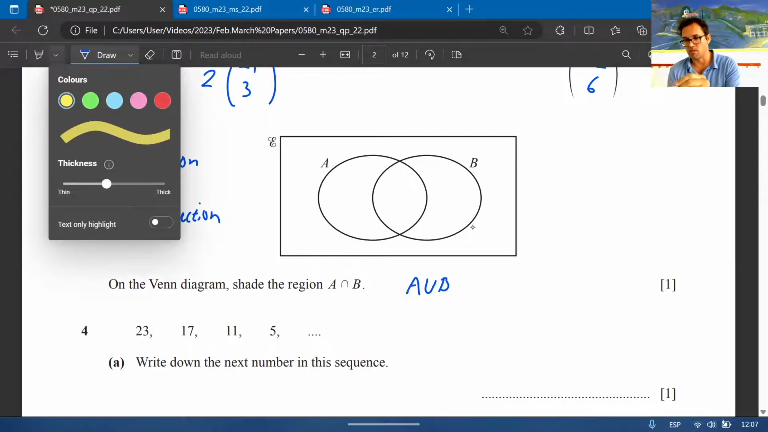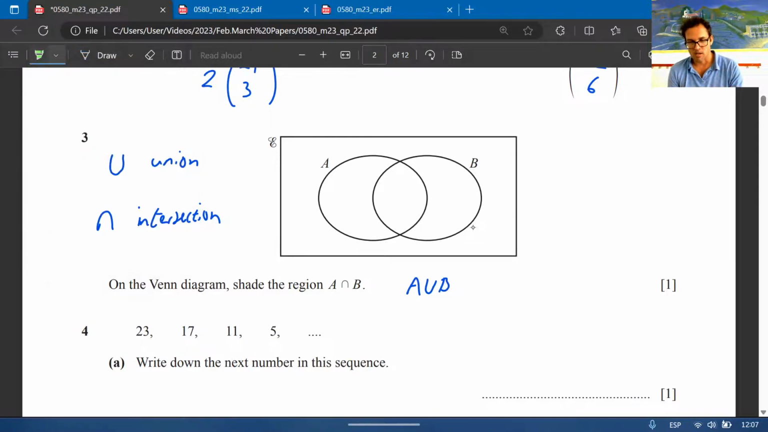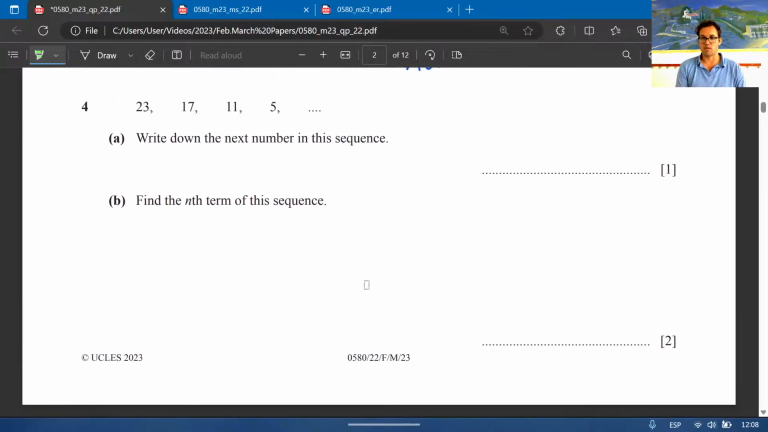It has to be in both. So you want to shade that. You're only going to shade where they overlap. That's what intersection means. Intersection. Okay. That's that. Okay. Whew, that's the only Venn diagram question. I wish there was more.